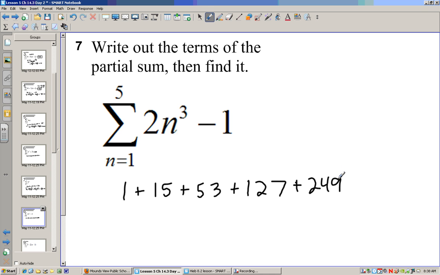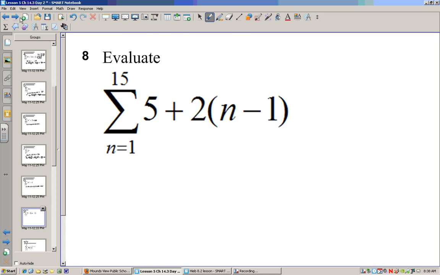Which I get 445. All right, now since this is going to 15, to add those all up and find them all out would be a lot more annoying. So let's just use our formula. Hopefully you can recognize this as an arithmetic series. If you can't recognize that, you can do out the first few terms and see if it's going up by addition or multiplication.